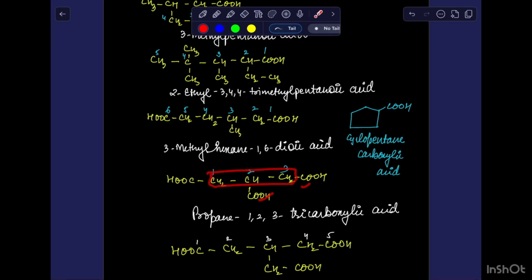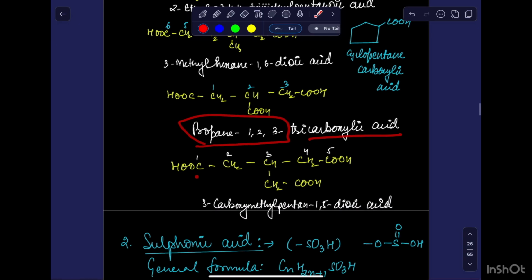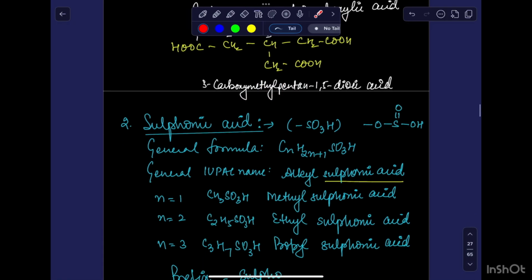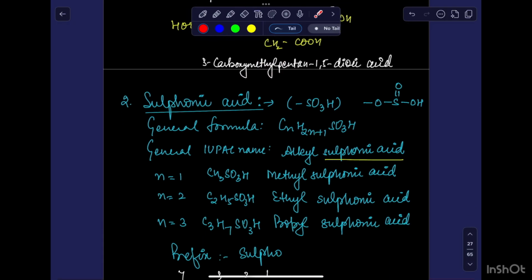In this compound, all 3 COOH groups are connected to the main chain. So they should be treated equally, and hence the name propane-1,2,3-tricarboxylic acid. So propane and then 3 carboxylic, so total 6. In this case, 2 COOH are a part of the main chain, but this COOH is not connected to the main chain. So hence it has to be written as a prefix. And so it is written as 3-carboxymethyl-pentane-1,5-dioic acid.